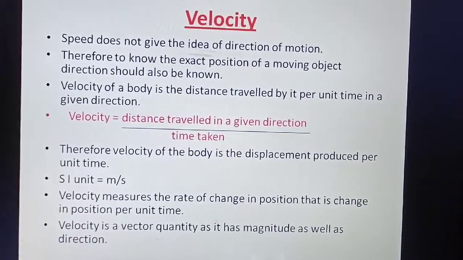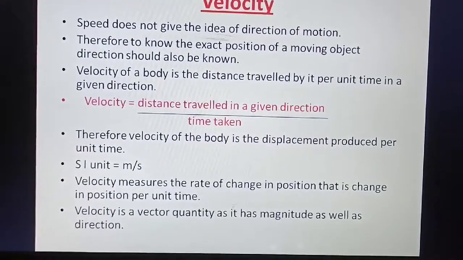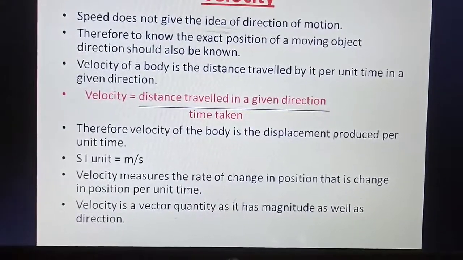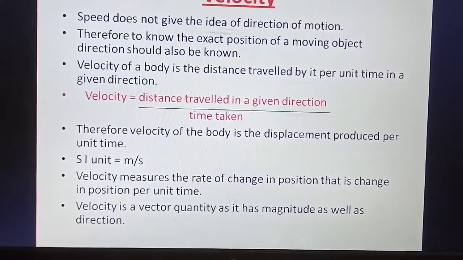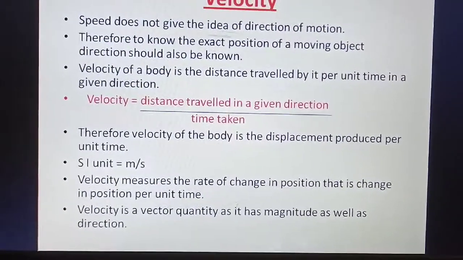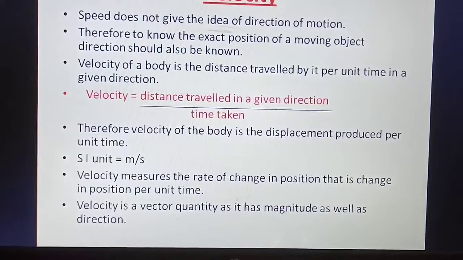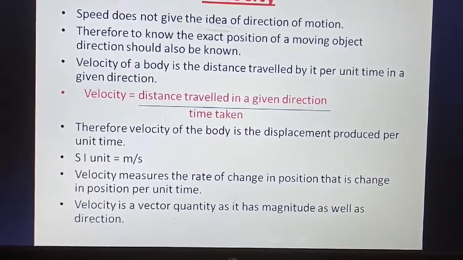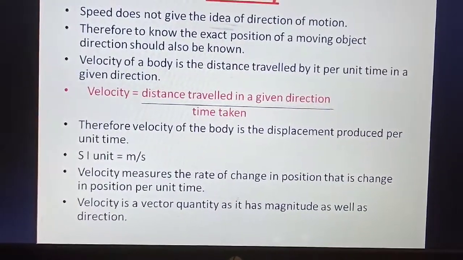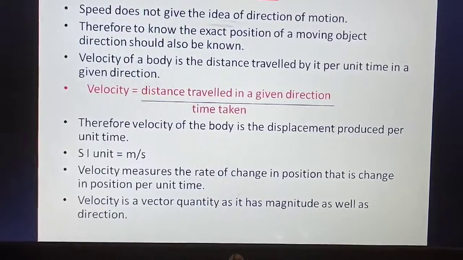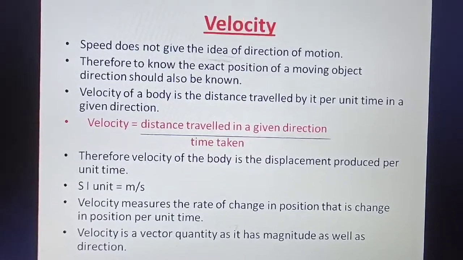Velocity measures the rate of change in position, that is change in position per unit time. Okay, velocity measures not only the change in position, but since we count on time, it gives the rate of change in position, that is nothing but change in position per unit time. So velocity is a vector quantity because it has magnitude as well as direction, and the SI unit is meter per second. Even the speed SI unit is meter per second. So as I said, velocity and speed go a little bit one and the same.